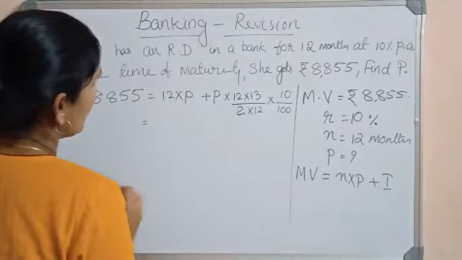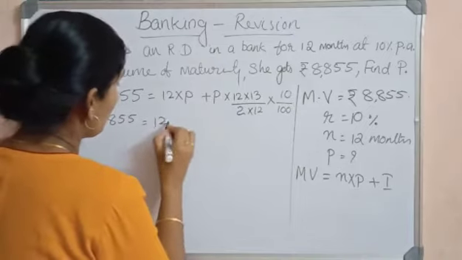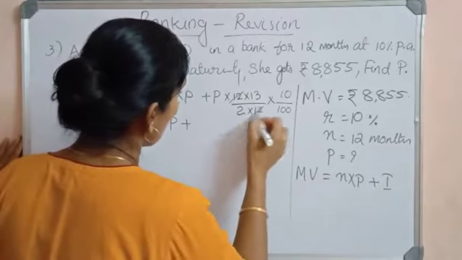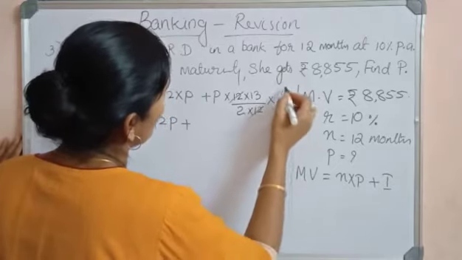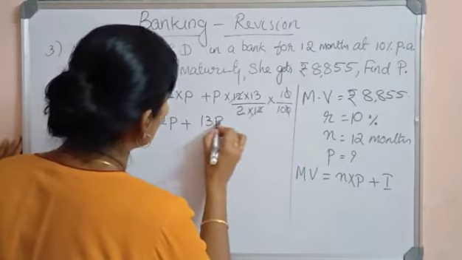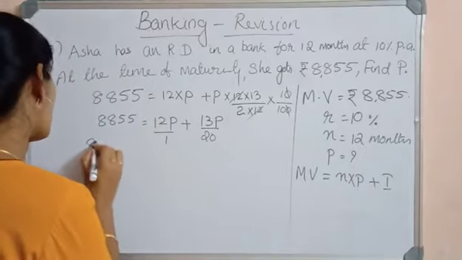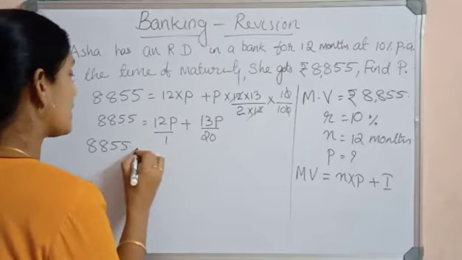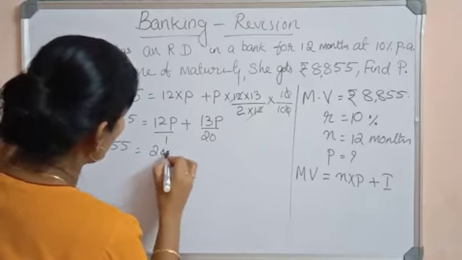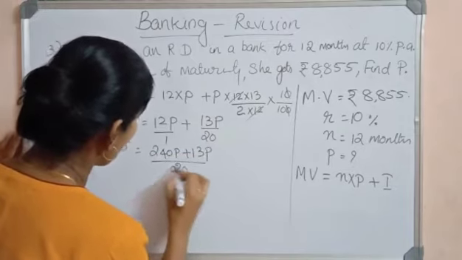So this is equal to 8,855 is equal to 12P plus, let's simplify and write this. This is 12, 12 gets cancelled, and 0, 1, 0 here. 13P by 20. Take the LCM here. We get this as 8,855 is equal to 20 into 12 is 240P plus 13P divided by 20.